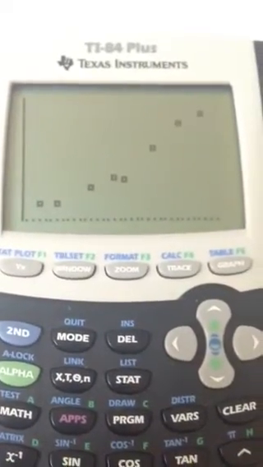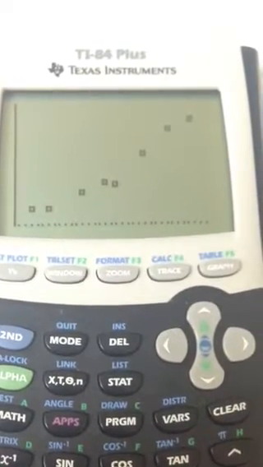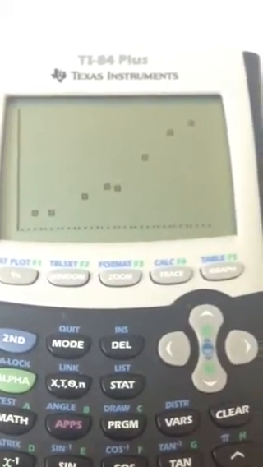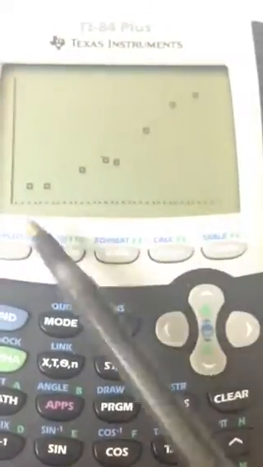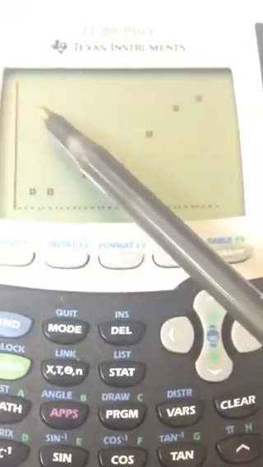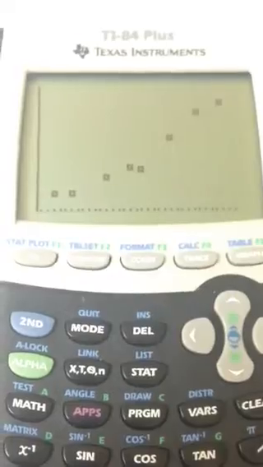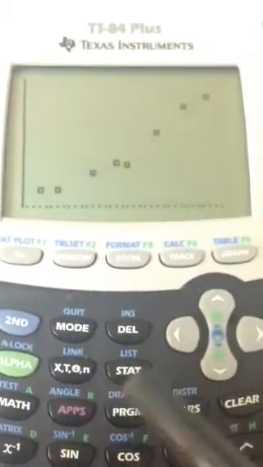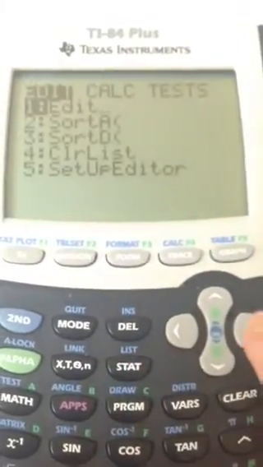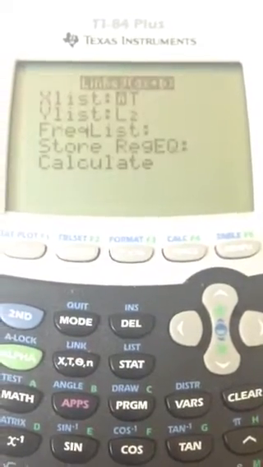So now I have the data showing up. I want to find the equation for this regression line. You can see on the graph, as the points go up, the amount of soda sold also goes up. So notice that. All right. So we're going to find the equation of our regression line. If you'll push stat and then arrow over to calc, we want the linear regression, which is number 4.